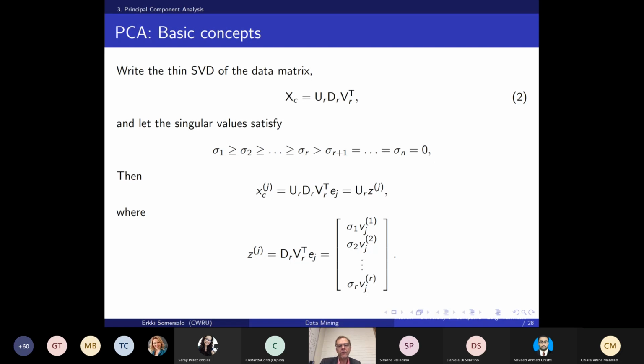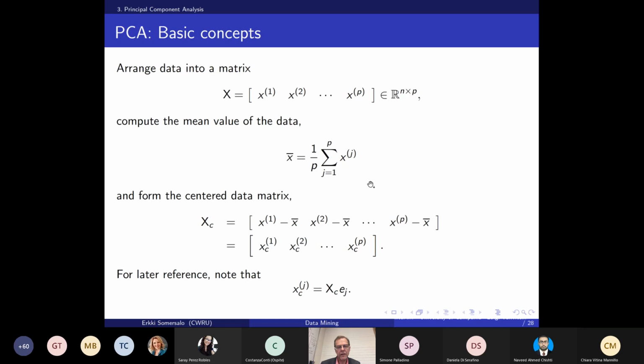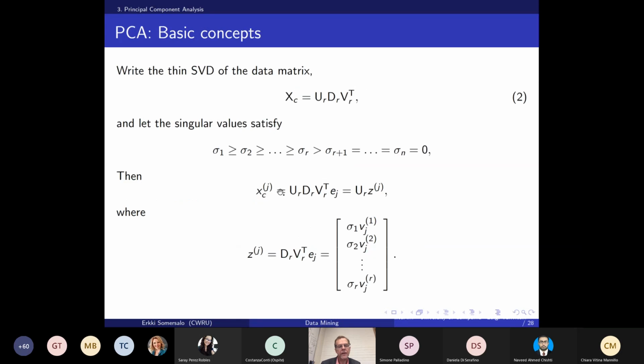So what is the jth component in my centered data? You remember that I told you in the previous slide that the jth component is obtained by multiplying this centered matrix by the jth canonical vector. So I'm taking this thin singular value decomposition here, xc, and I'm writing my xc in terms of that singular value decomposition. And so now I see that the jth data vector, centered data vector, is Ur times something. And so let's see what that something is. I'm denoting it by zj.